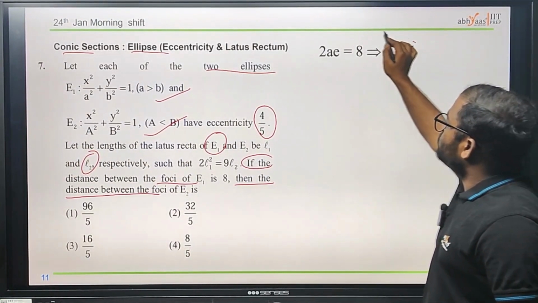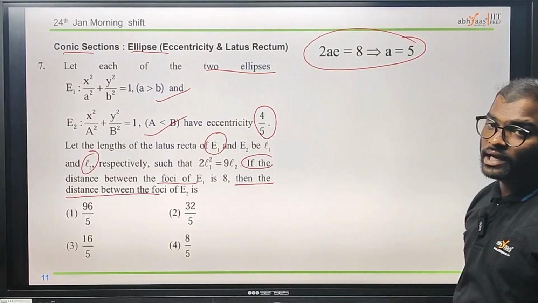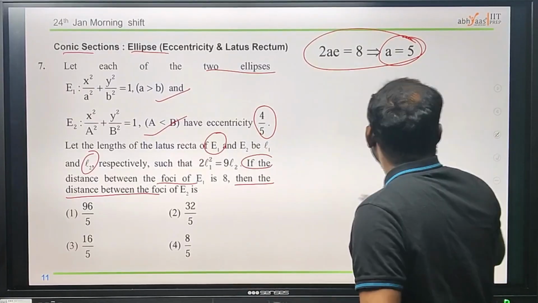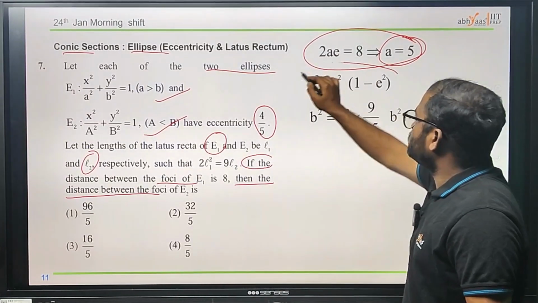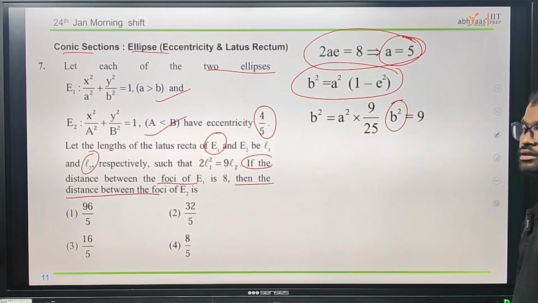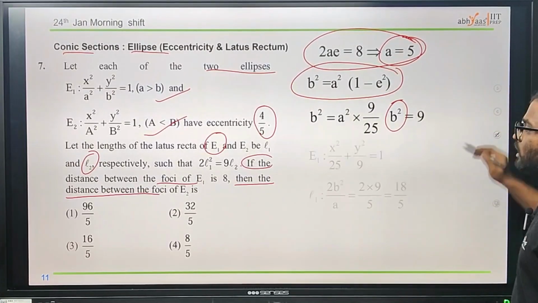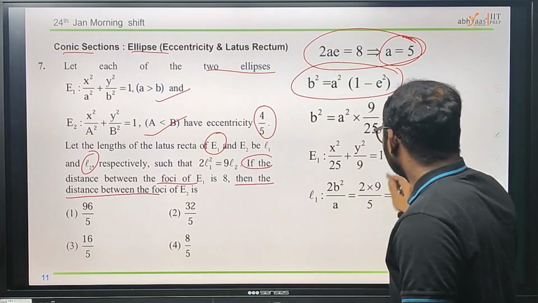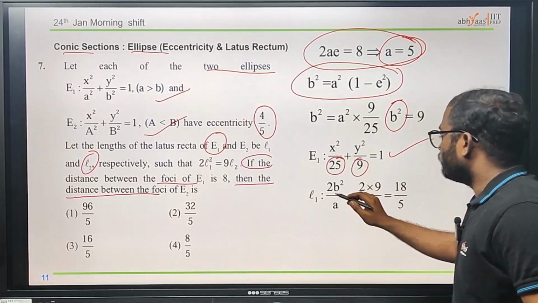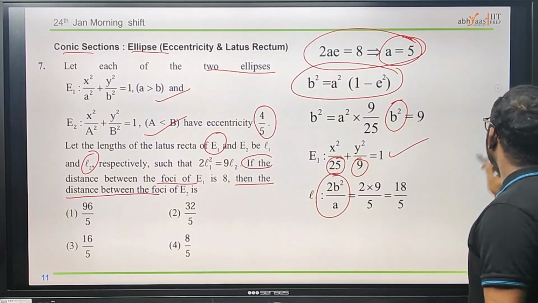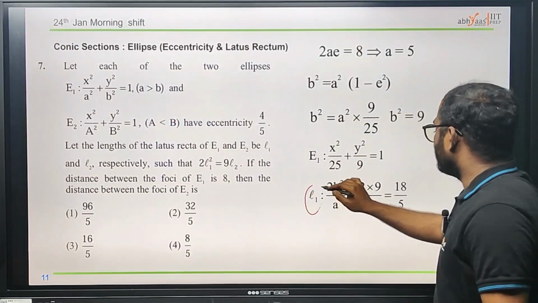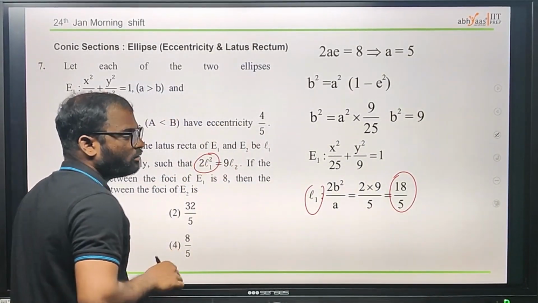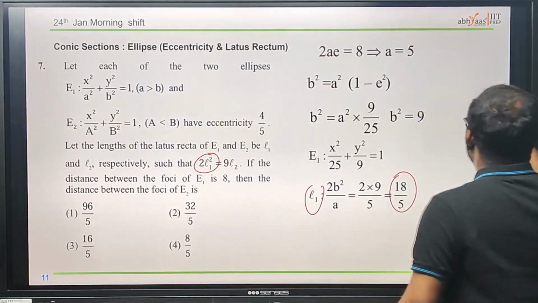Now by using that foci, 2aE is equal to 8. By using this one, we can find the A value. We got the A value. Next, by using the eccentricity formula, we can find the B value. Now we got A and B. Now the latus rectum. For E1 we got this A and B. Now by using the latus rectum, for L1 we got 8 by 5. Therefore we will get L2 as well from this.